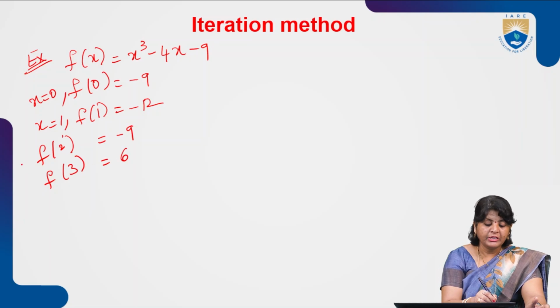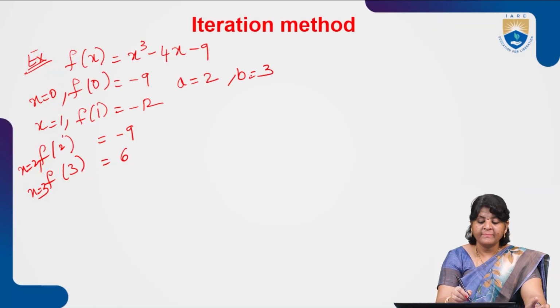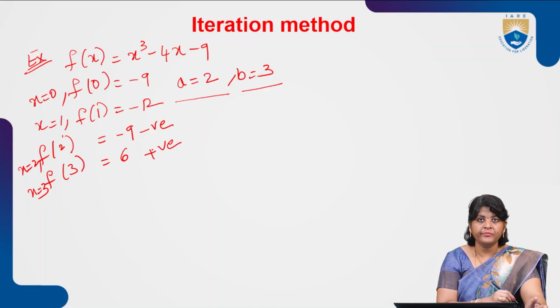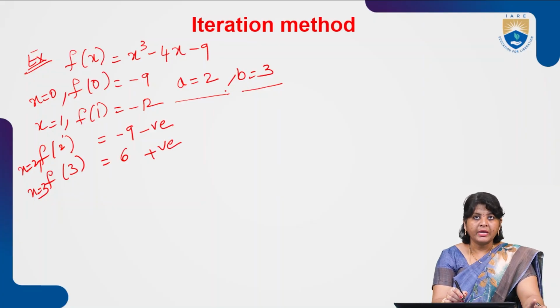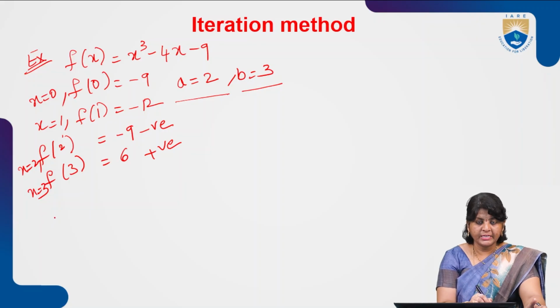So now I will choose a and b. a is equal to 2 and b is equal to 3. So now from this, a is equal to 2, b is equal to 3. That is one negative value and one positive value we will get. And from this, we will find out the x0 value, that is the root which is required for the iteration method. x0 is what? 2 plus 3 by 2. That is 2.5. So now I got the x0 value.